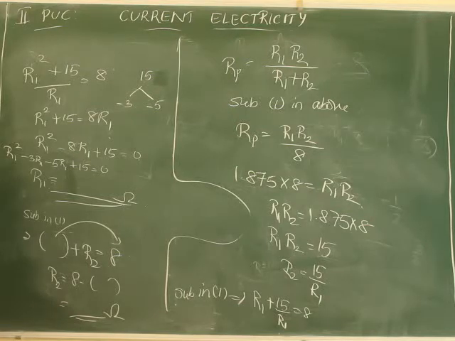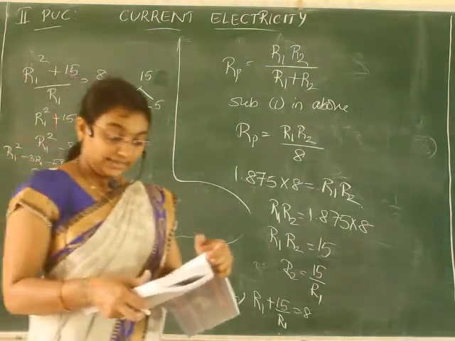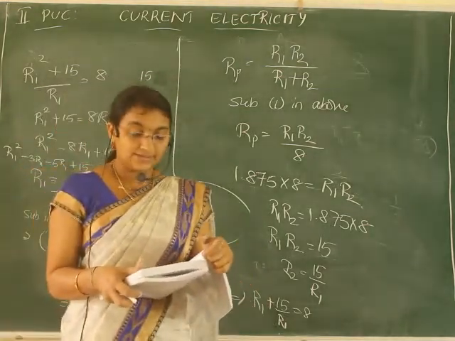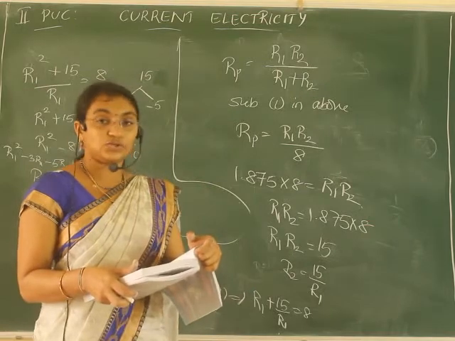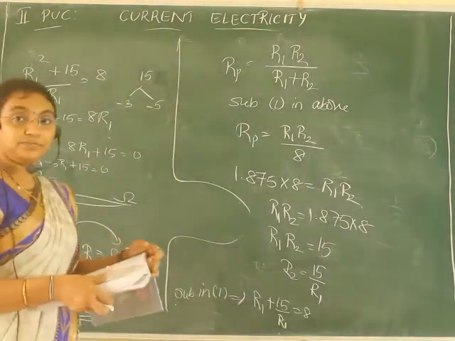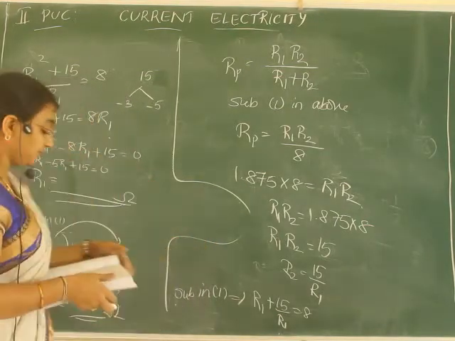Two coils have an effective resistance of 16 ohm when connected in series and 3.75 ohm when connected in parallel. Find the individual resistances. Same way you have to solve. So this problem is homework. That is question number 11. 11 is homework. Okay?